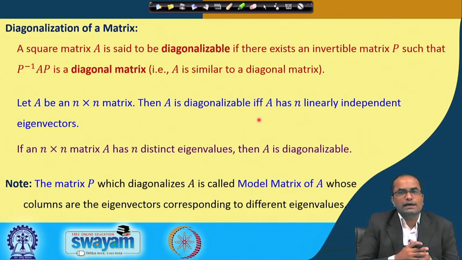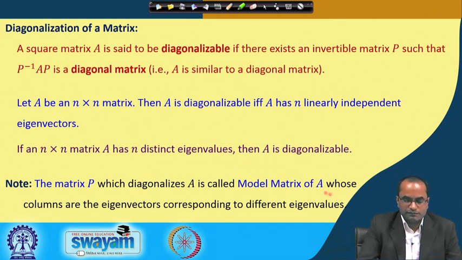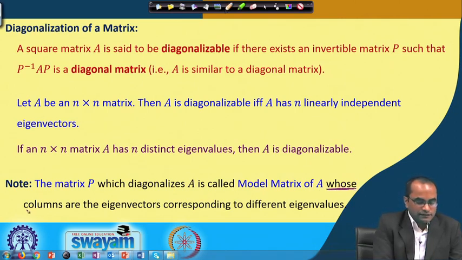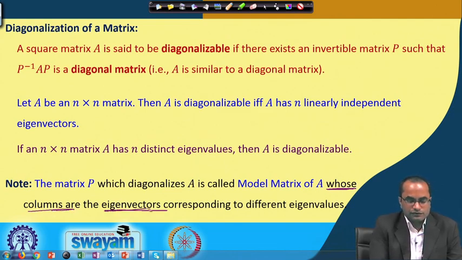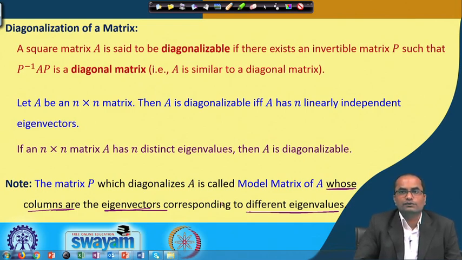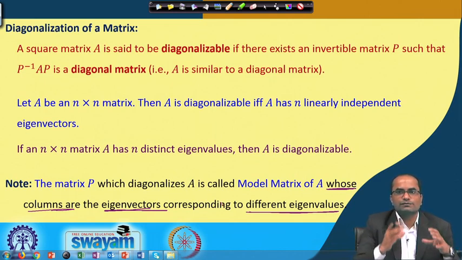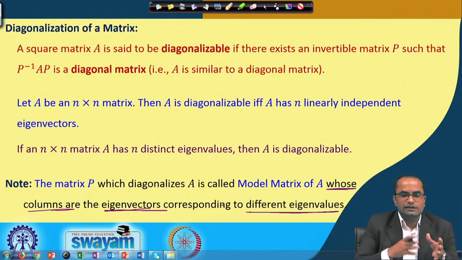Just a note here that this matrix P which diagonalizes A is called the modal matrix of A. The point is how to find this matrix P. The modal matrix P has columns that are nothing but the eigenvectors corresponding to the different eigenvalues. If we have n linearly independent eigenvectors, we just place them in the matrix P as the columns, and when we check P inverse A P, it will be nothing but the diagonal matrix, and the entries of this diagonal matrix will be just the eigenvalues corresponding to the eigenvectors we have placed in sequence as columns of P.